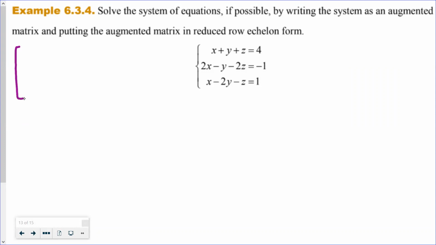Yeah, so your first row would be 1, 1, and 1, and then 4. And then row 2 is 2, -1, 2, and then -1 on the other side of the line. And then row 3 is 1, -2, 1, with the 1 at the end. Okay, thank you, Spencer Taylor.